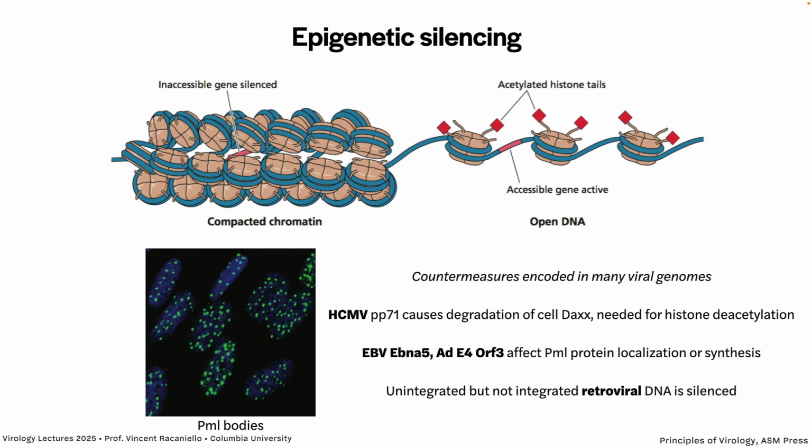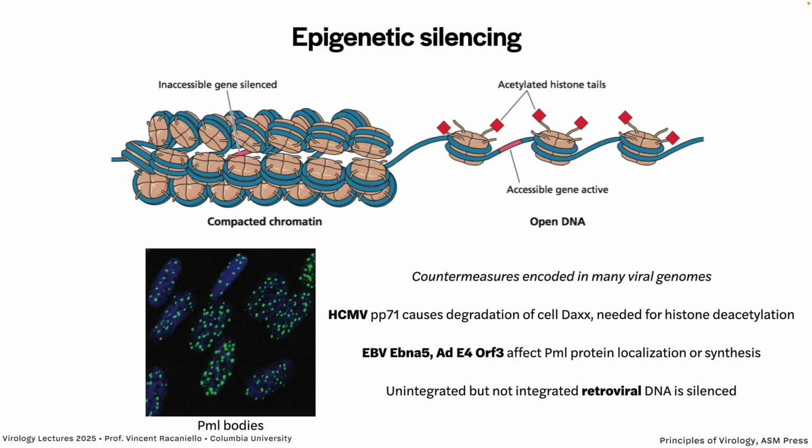Now, viruses need to encode countermeasures to this silencing, right? Otherwise, they're not going to get going. So many viral genomes have them. Cytomegalovirus protein causes degradation of a cell protein called DAX, which is needed for histone deacetylation. So histone deacetylation would wrap the chromatin tightly and shut off transcription. So HCMV prevents that from happening. The Epstein-Barr virus and adenovirus proteins affect a protein called PML.